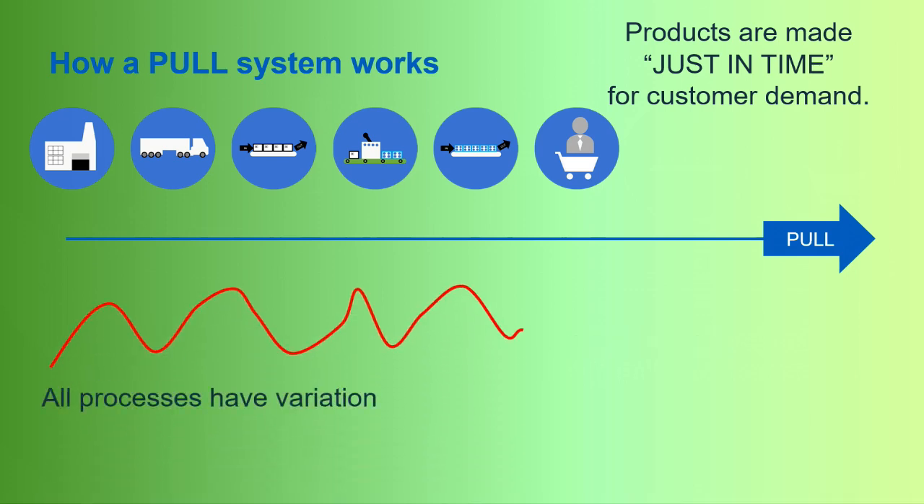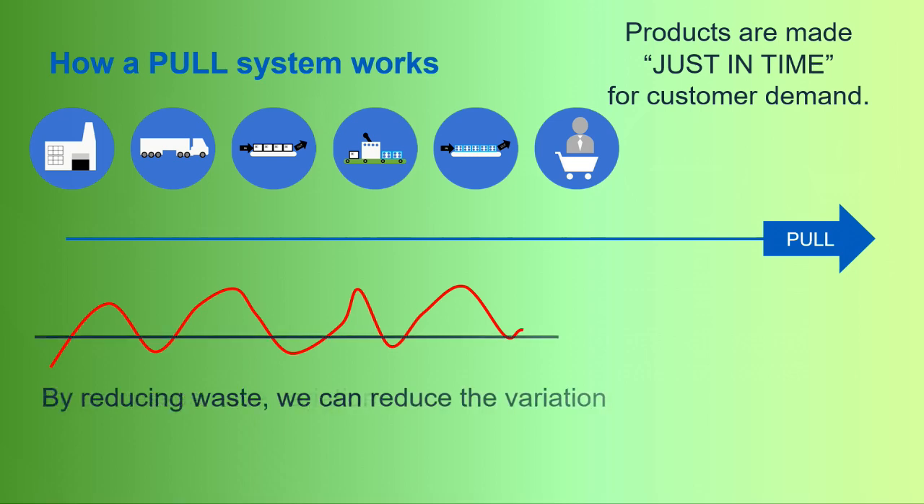All processes have variation. This is why we have work in process, or WIP, and inventories. By working to reduce or eliminate waste in our processes, we can reduce the variation in those processes. This will lead to better efficiency and lower inventories. This makes the pull system work even better.